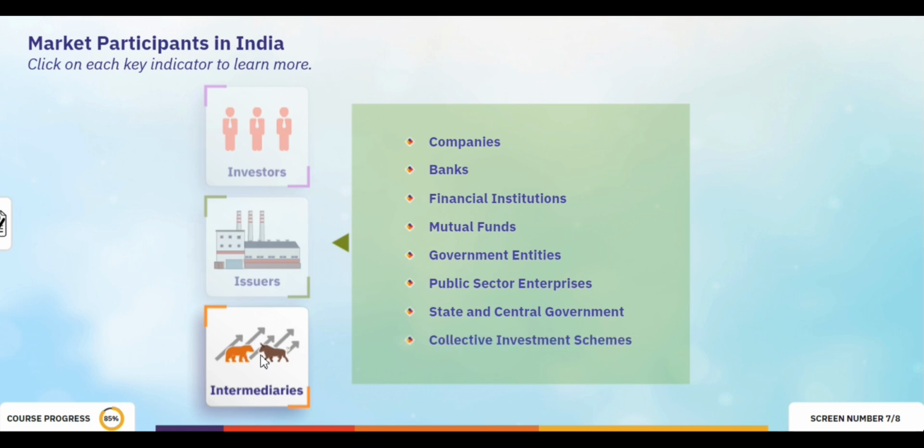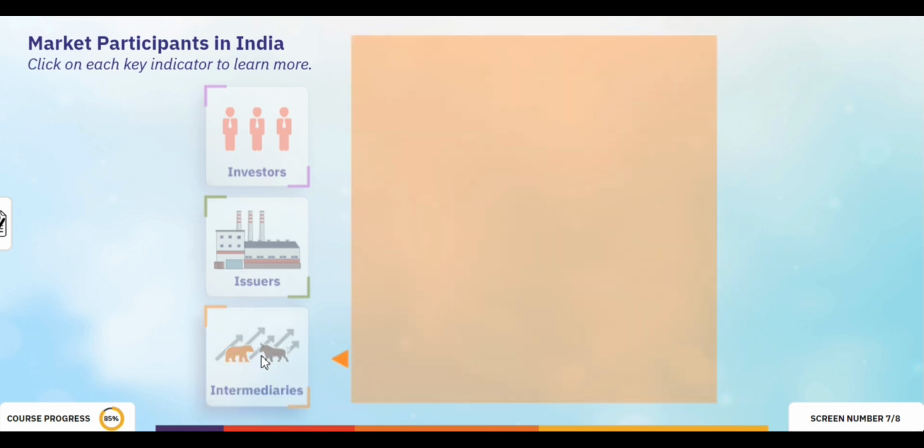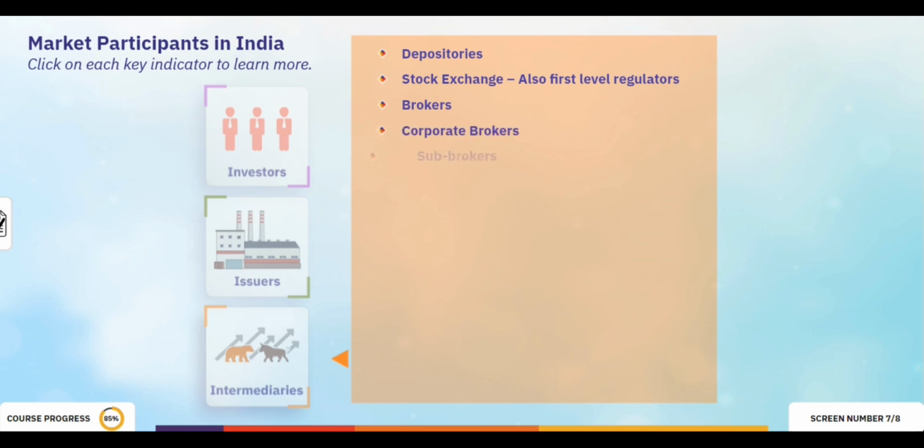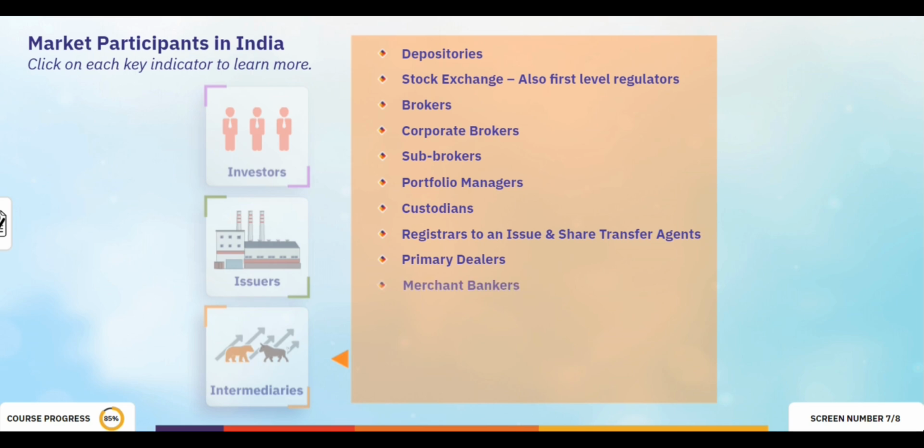investment schemes. The intermediaries are depositories, stock exchange, also first-level regulators, brokers, corporate brokers, sub-brokers, portfolio managers, custodians, registrars to an issue and share transfer agents, primary dealers, merchant bankers, bankers to an issue, debenture trustees, underwriters, and mutual funds.